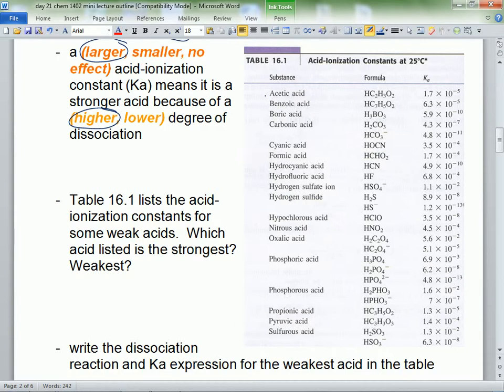Table 16.1 lists the acid ionization constants for some weak acids. Okay. Crystal Zamora, which acid listed would you say is the strongest? I would too, but it's not. It's ordered in alphabetical, not strength. Oh, so you have to look at the Kas? Good. So you got to look at the Kas. What's the greatest? Yeah, which one would that be?